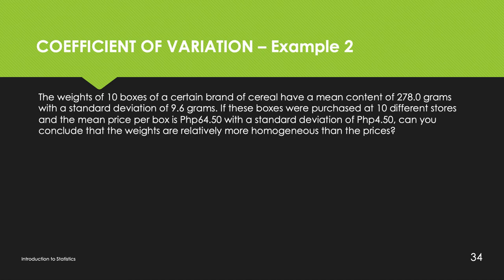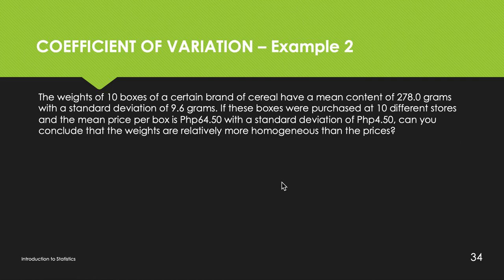let's have this. The weights of 10 boxes of a certain brand of cereal have a mean content of 278 grams with a standard deviation of 9.6 grams. If these boxes were purchased at 10 different stores and the mean price per box is 64.50 pesos with a standard deviation of 4.50 pesos, can you conclude that the weights are relatively more homogeneous than the prices? So are the weights more homogeneous, the same, meaning less scattered or more clustered than the prices? Let's see, we can get that by solving for the coefficient of variation of the weights versus the coefficient of variation for the prices.